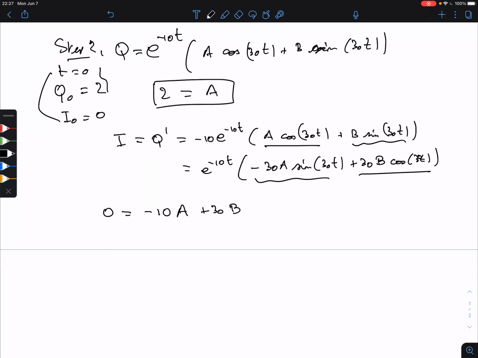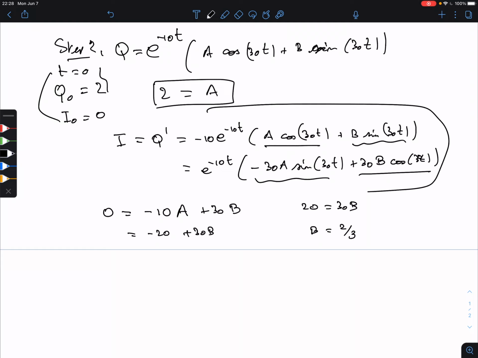So what does that mean? That means that's minus 20 plus 30b. So we see that 20 is equal to 30b, or that b is equal to 2/3. Okay. So the conclusion is that we have a and b.